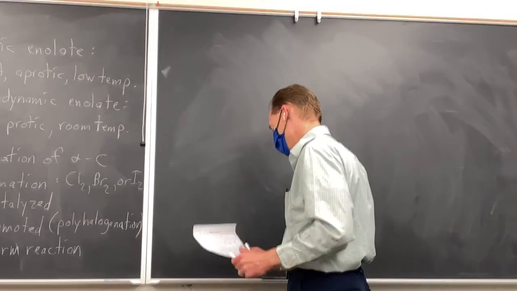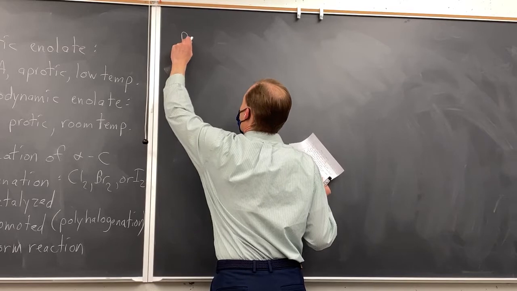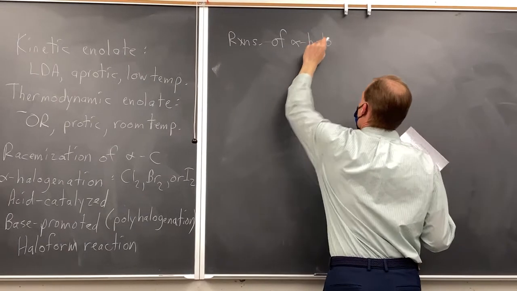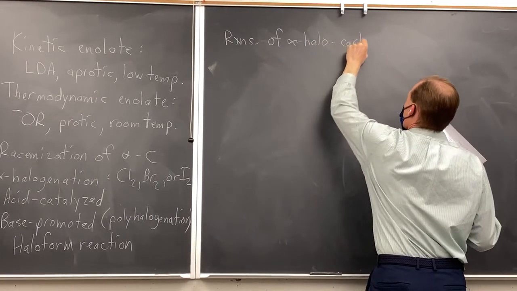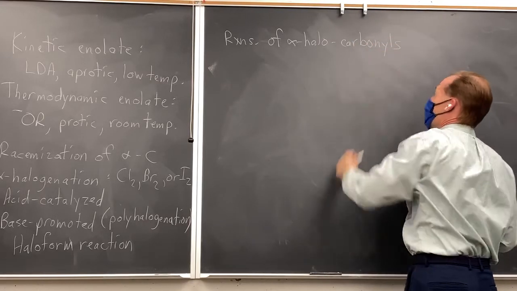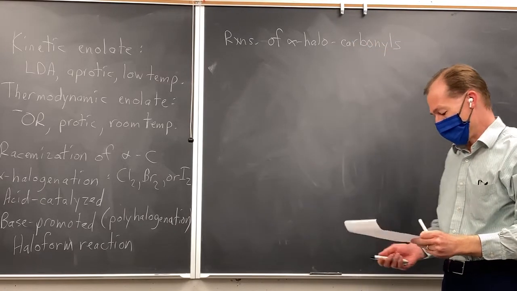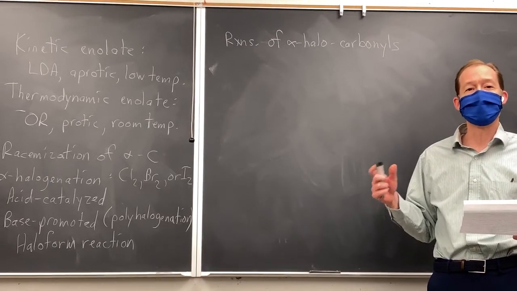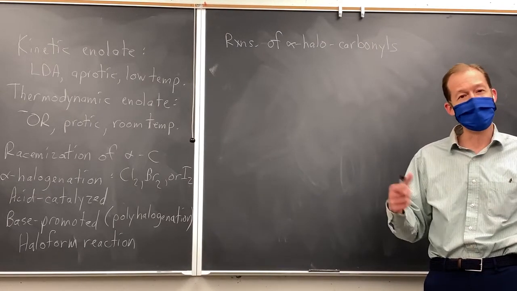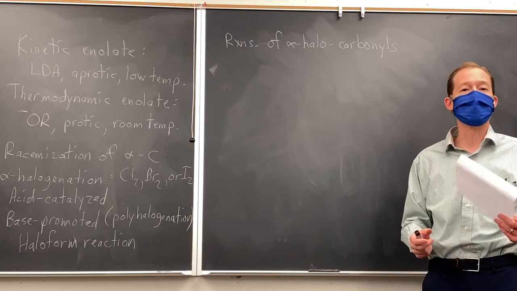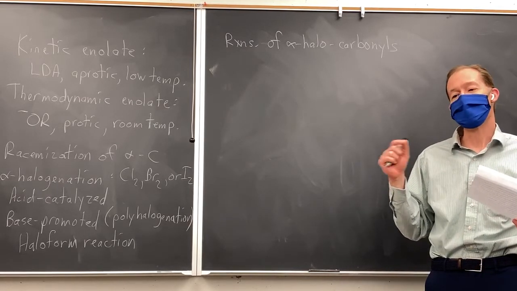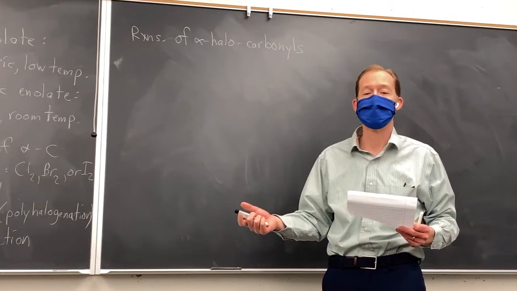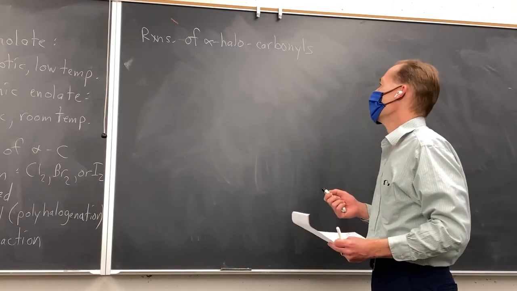So then we briefly talked about reactions of alpha halo carbonyls. There's really nothing special about this, to be honest. We've learned previously that our alkyl halides can undergo substitutions and eliminations, and that's exactly what happens with these compounds. So it allows us to replace a hydrogen with a halogen, and then usually that halogen undergoes either an SN2 reaction or undergoes an elimination to make an alkene.